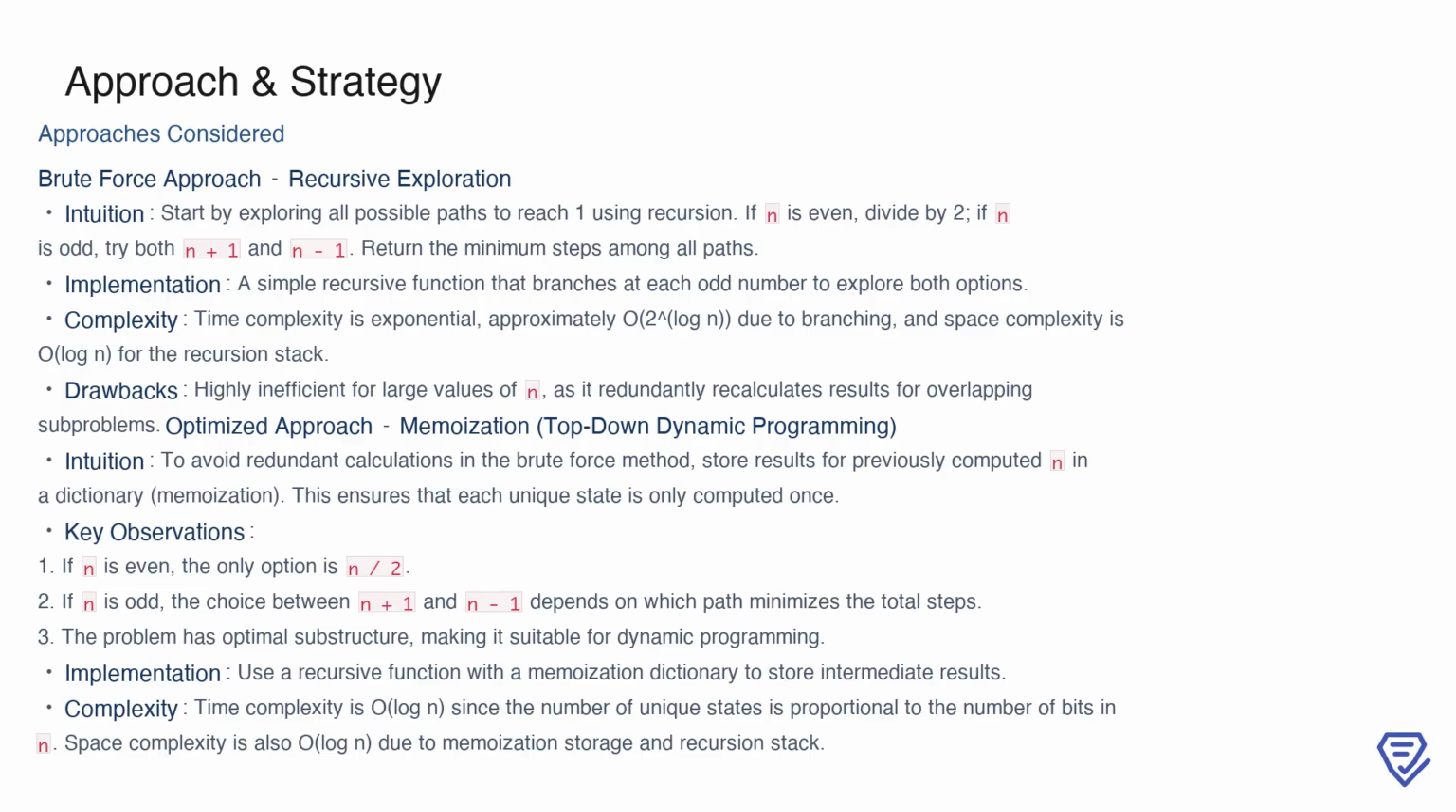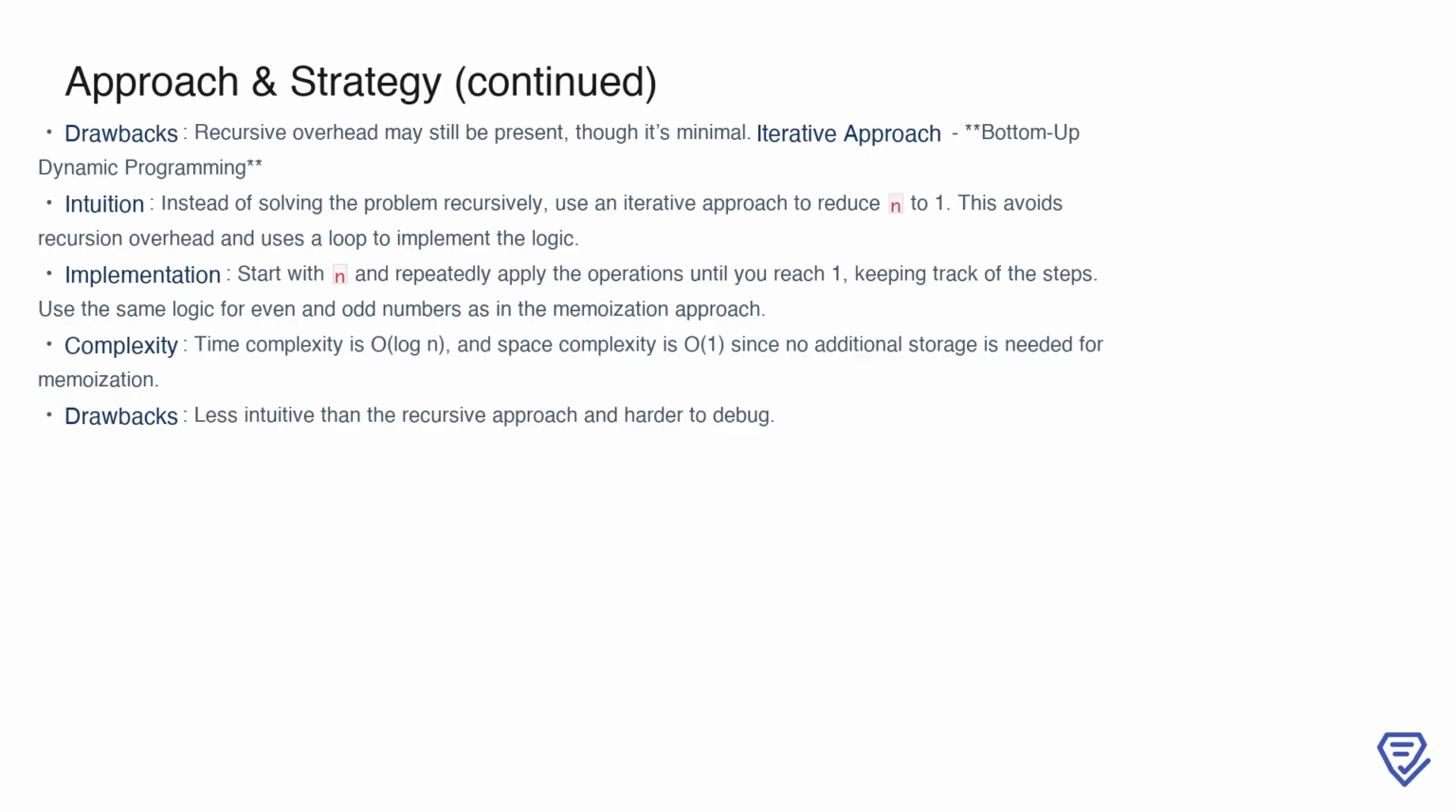The time complexity for the memoized solution is O(log n), and the space complexity is also O(log n), accounting for both the recursion stack and memoization storage. While memoization greatly improves the recursive approach, it still carries some overhead from recursion itself, albeit minimal. To eliminate this overhead, we can use an iterative approach based on bottom-up dynamic programming.